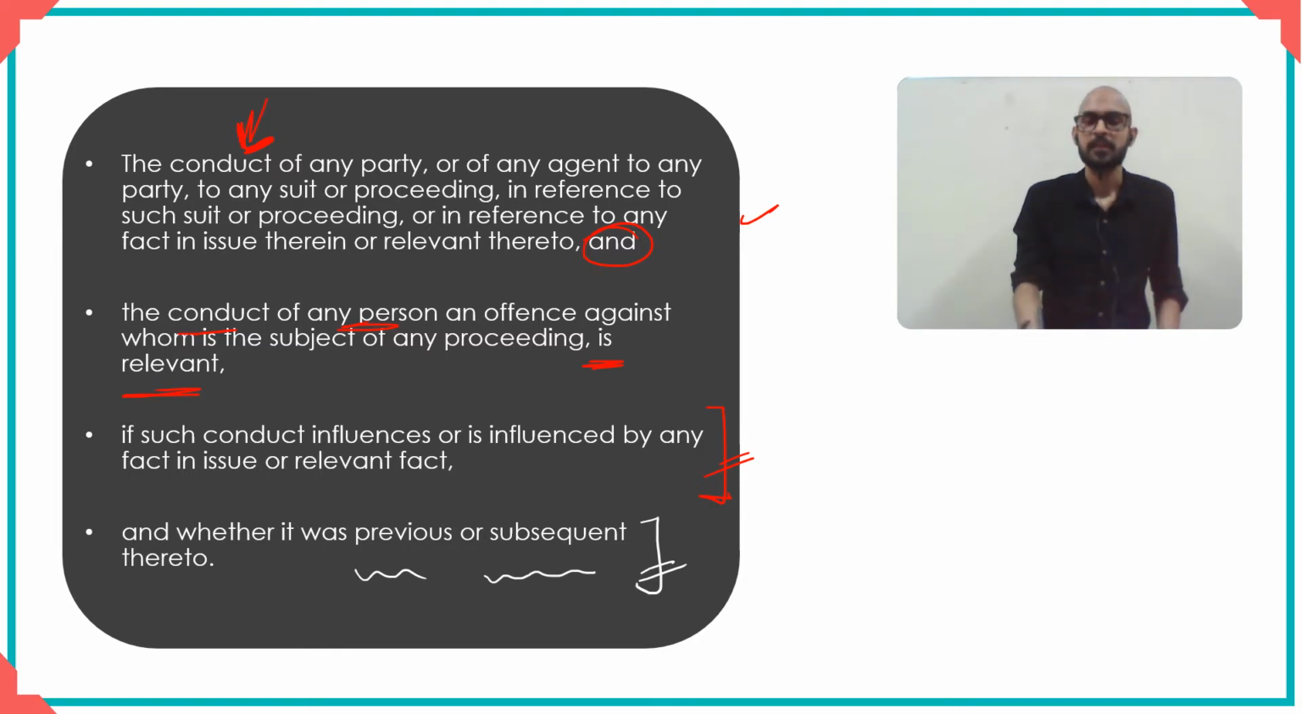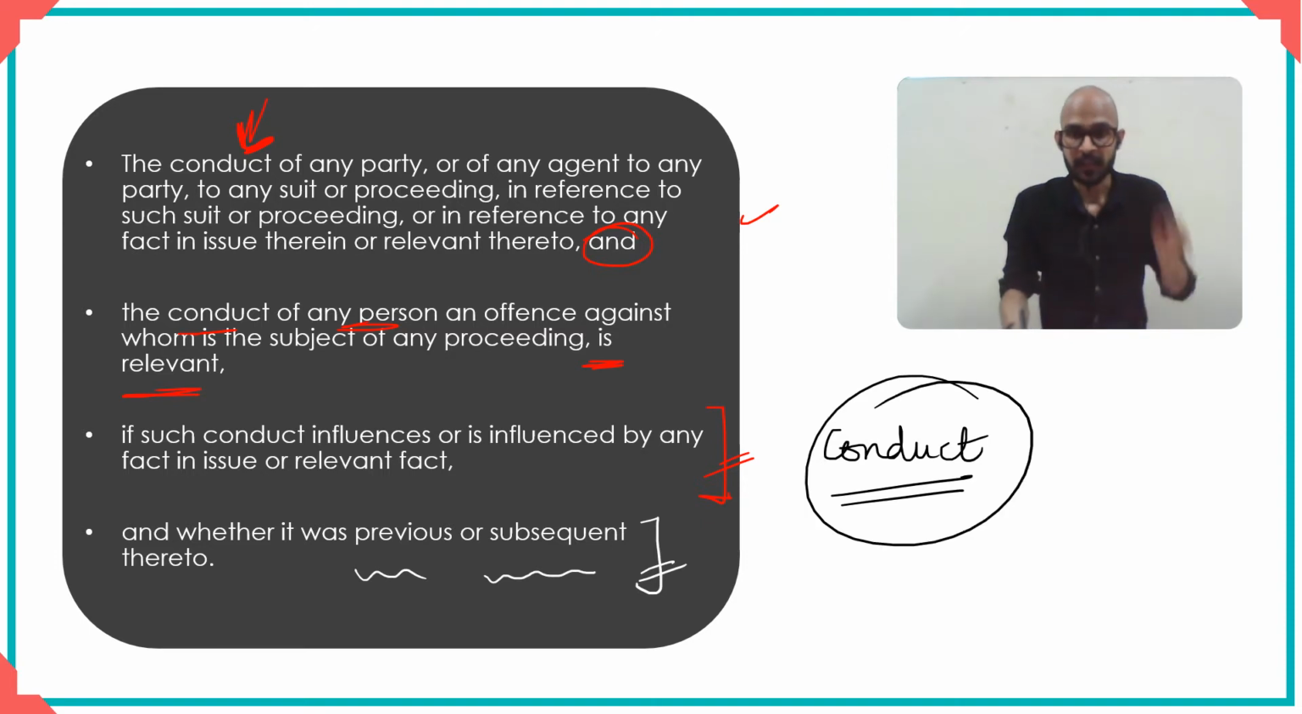You can appreciate that preparation, for example, is something that happens only previously. Preparation is a kind of conduct, right? It's a kind of behavior, but that is previous. So you can see the word conduct widens the scope of section 8. As you can see, conduct is a really wide word. It enlarges the umbrella and the scope of section 8, okay, because it includes both previous and subsequent conduct.